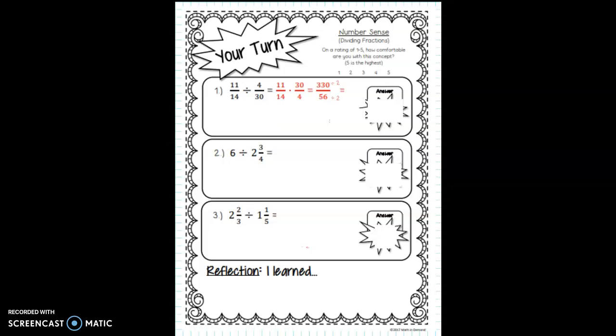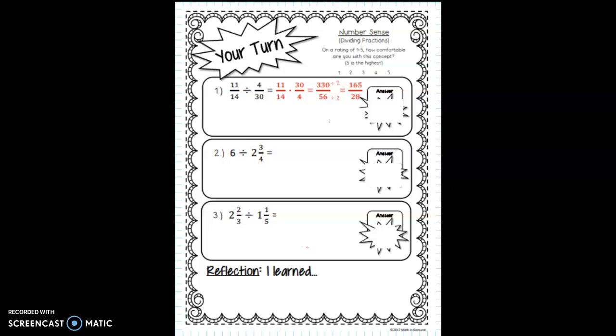11 times 30 is 330. 14 times 4 is 56. Since both those numbers are even, we can divide by 2 to get 165 over 28. Now we have to change that number back into a mixed number.